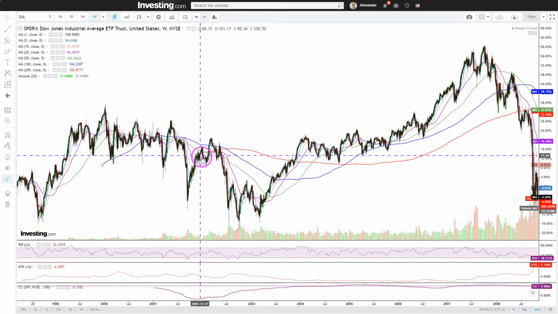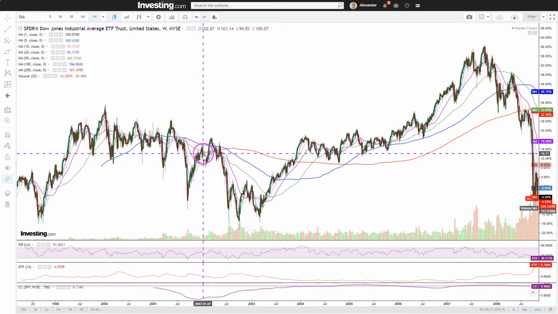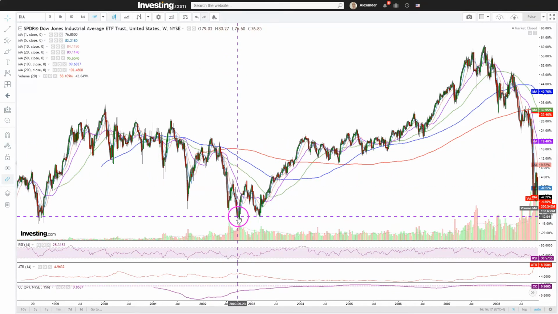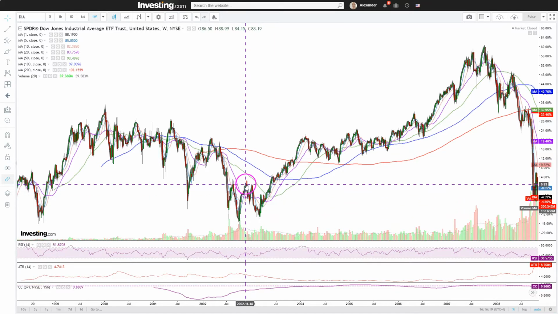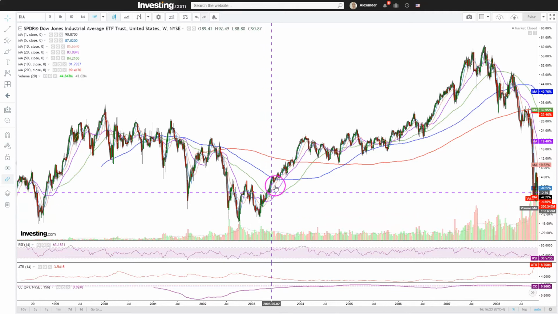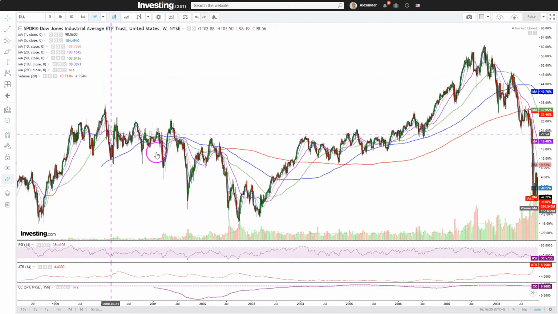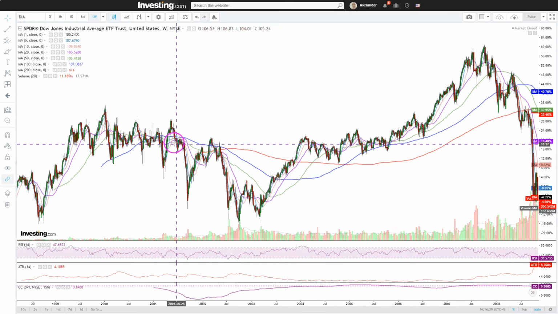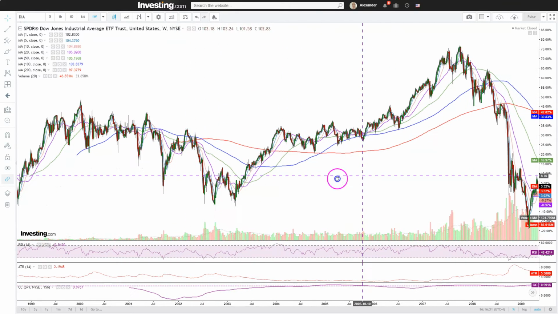You could also make the case that we have a head and shoulders pattern here. Here we have what seems like a V-shaped recovery, then we have a double top, and then we crash. So that was that bear market. Big rallies and big crashes throughout.